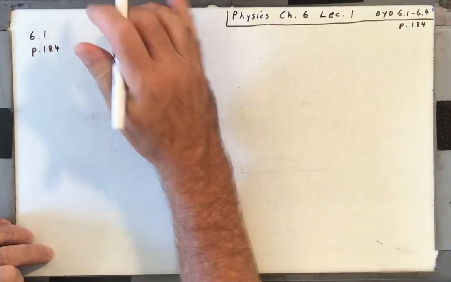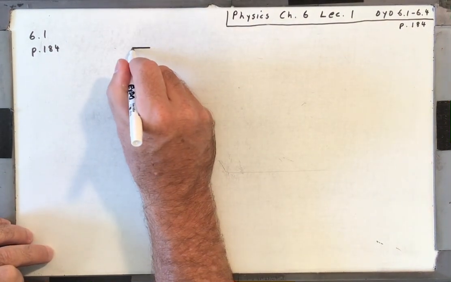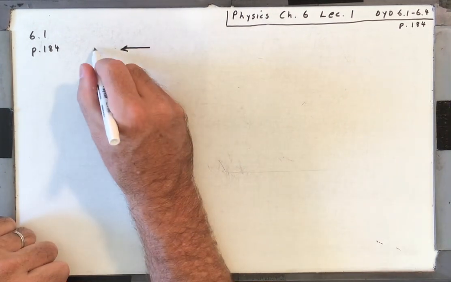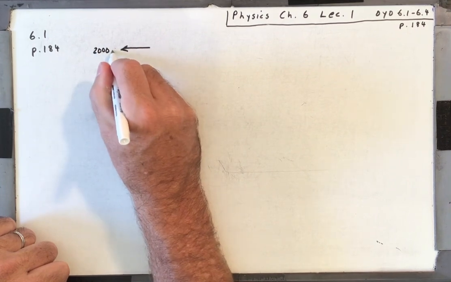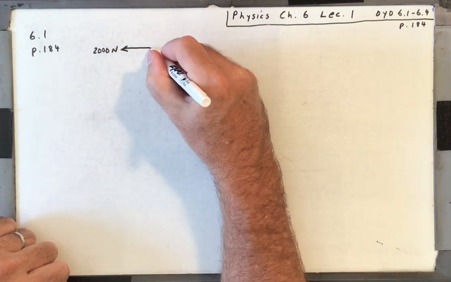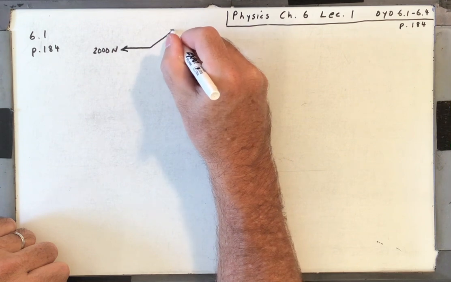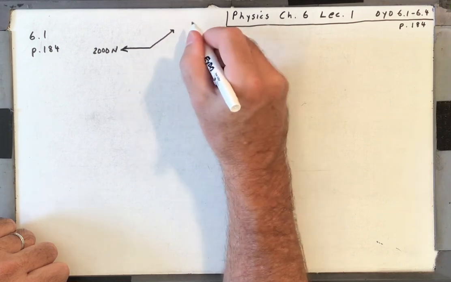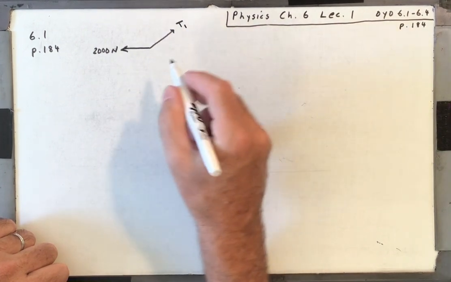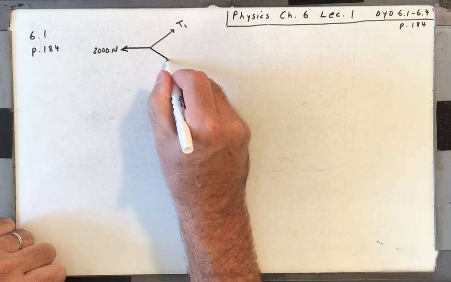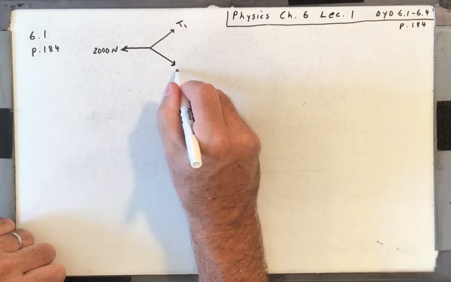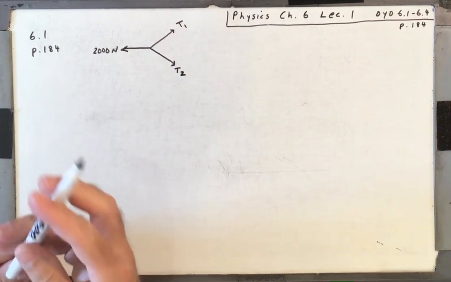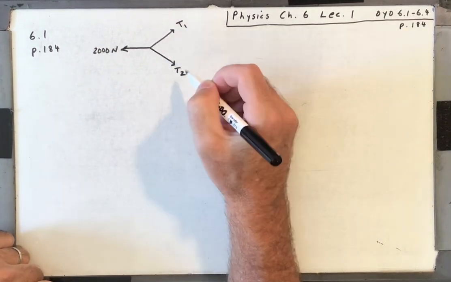So we've got the mule pulling like this with a force of 2,000 newtons. Then we've got a farmer pulling like that. We don't know what the tension is. I'm just going to call that one T1. And then we've got another farmer pulling like this. It's farmer 2, so we'll call that T2. We want to solve for both T1 and T2.